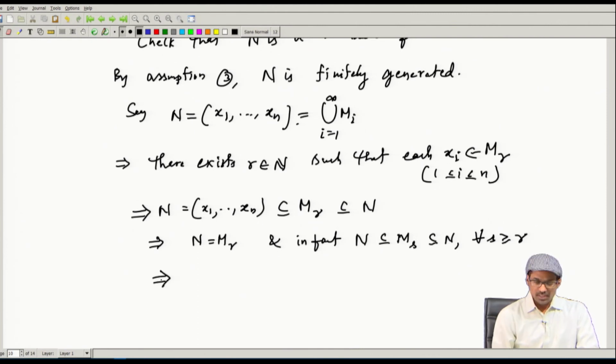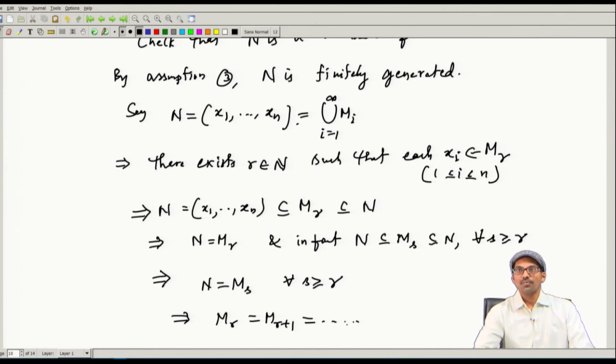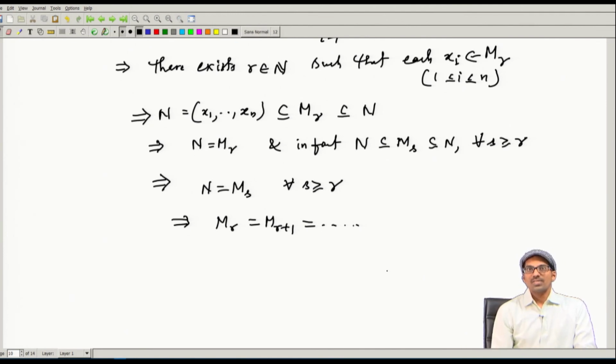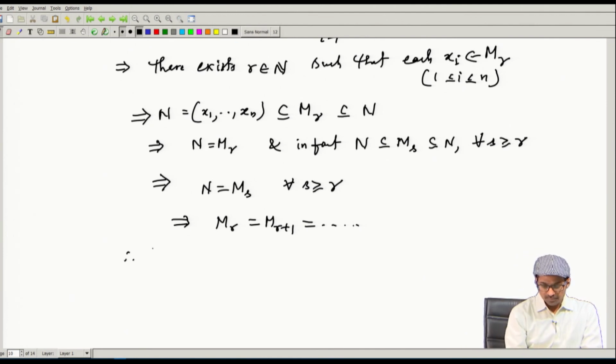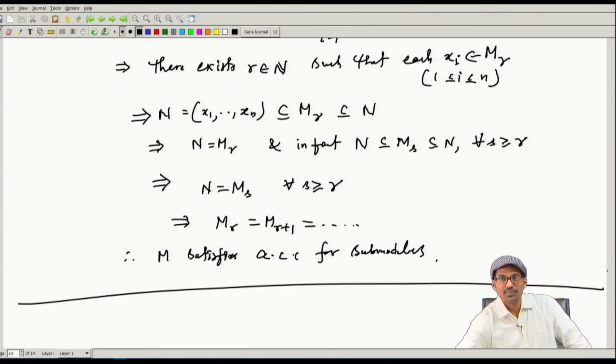So, therefore, this implies that N equals Mr, and N equals Ms for every s greater than or equal to r. So, that means that Mr is equal to Mr plus 1 is equal to and so on. Therefore, the given ascending chain of submodules is stationary. Therefore, M satisfies the ascending chain condition for submodules as required. Okay. So, this finishes the proof of the theorem.